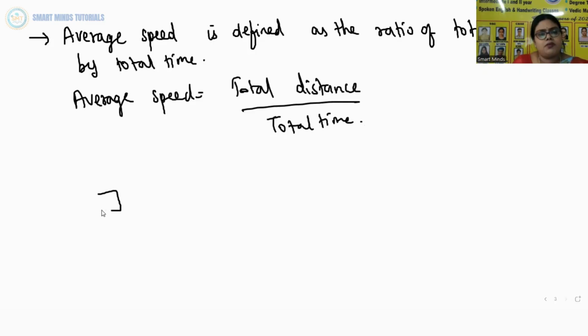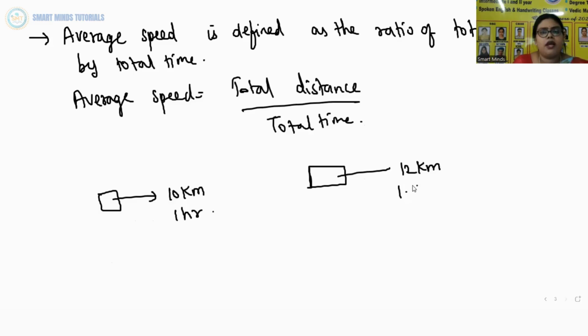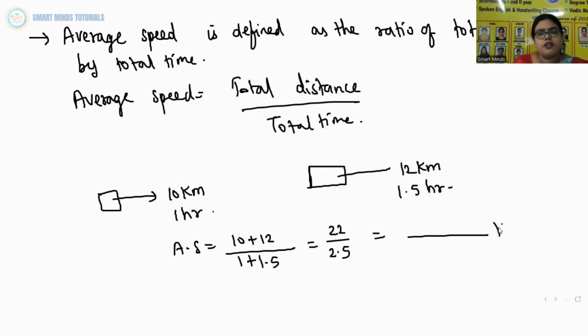For example, there is one car. It is traveling 10 kilometers in 1 hour. And there is another car which is traveling 12 kilometers in 1.5 hours. Now, what is the average speed? So, average speed is total distance 10 plus 12 by total time 1 plus 1.5. So, that is 22 by 2.5. If you divide this, you get the answer in kilometers per hour.